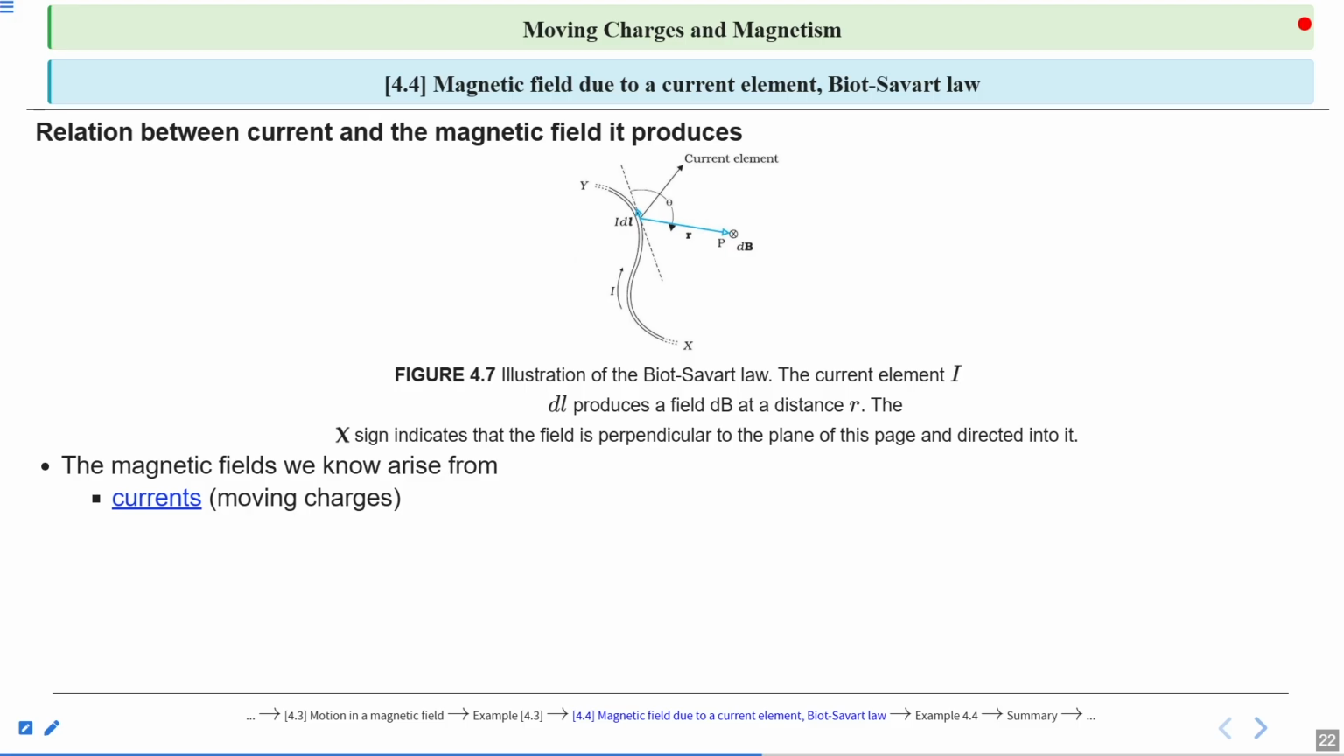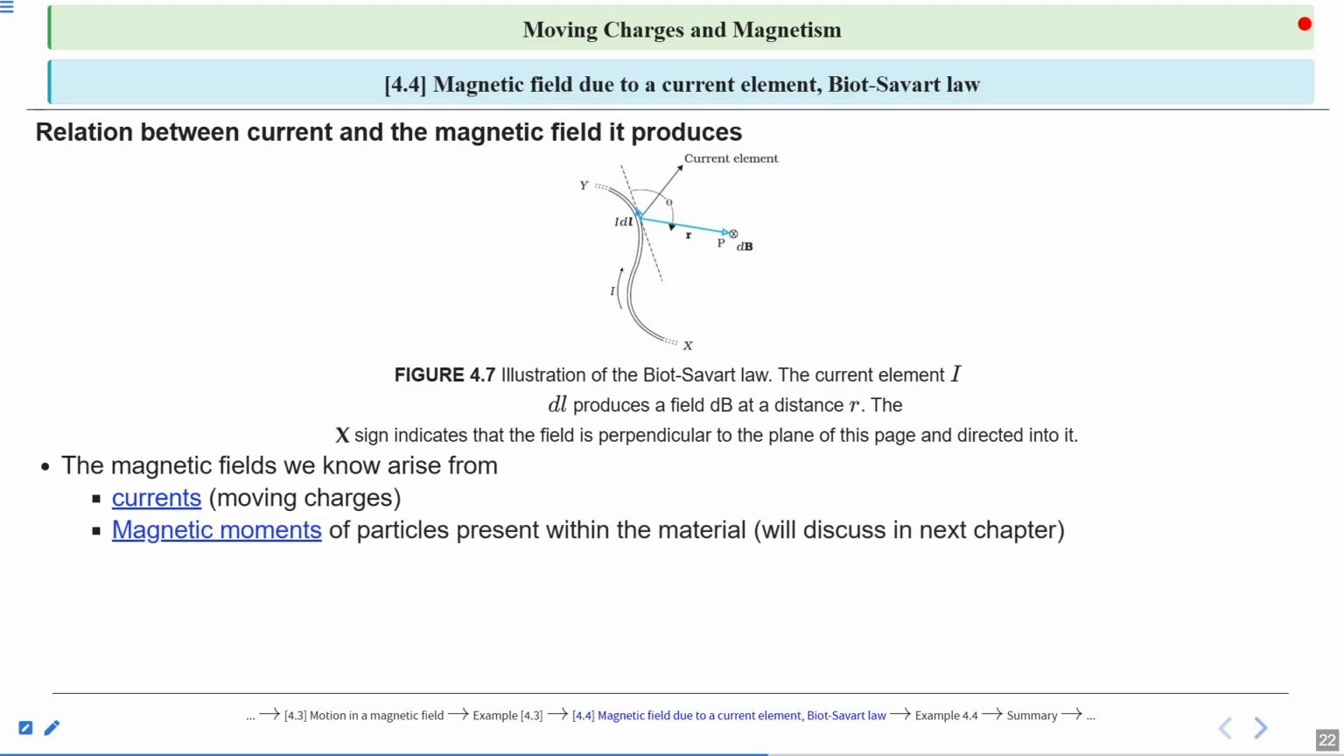So magnetic field, we know, arises from currents and moving charges, and the other thing from which magnetic fields arise is magnetic moments, similar to electric dipole moments. Magnetic moments we are going to discuss in the next chapter, magnetism and matter. So magnetic fields can arise from magnetic moments of particles present within the material. We'll discuss that in the next chapter. In this chapter we are only focusing on the magnetic fields produced by currents or moving charges.